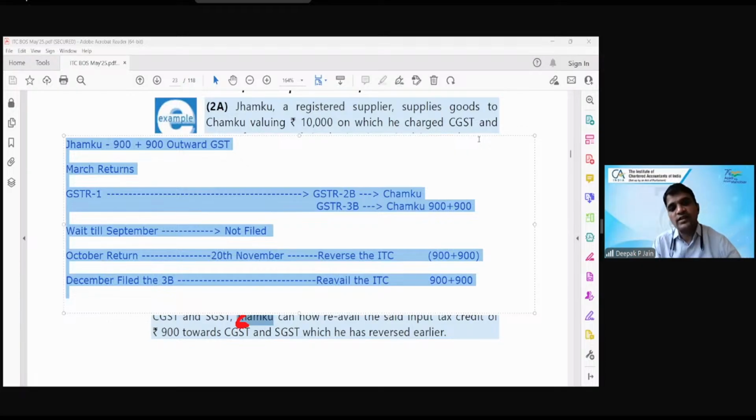In which month will Jampu be made? So if he filed in December, he can see in his December that he has filed it, but it will not be showing in December. It will be appearing in January itself. He will get to know about the December filing only after he has filed it. So he can claim it in the January month's return.